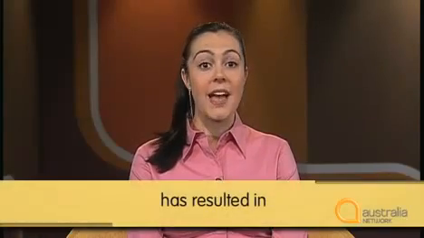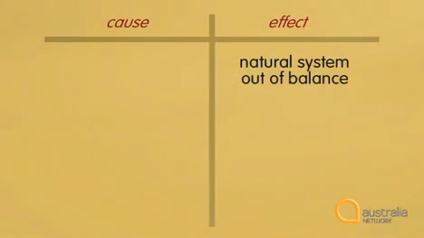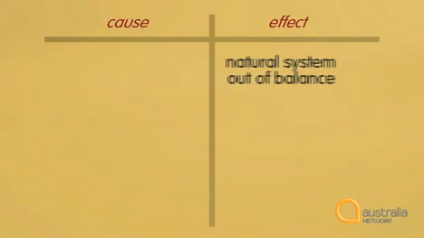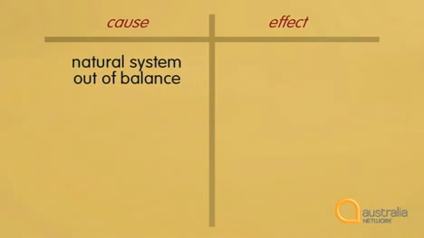It's put the whole system out of balance, which has resulted in higher levels of gases in the atmosphere. So here, the natural system out of balance is now a cause. It has resulted in, or caused, higher levels of gases in the atmosphere. This is an effect.